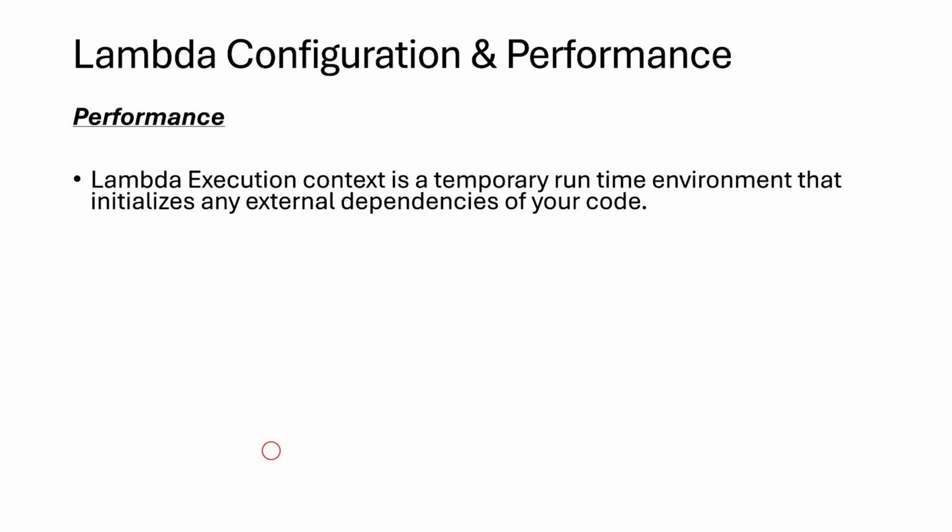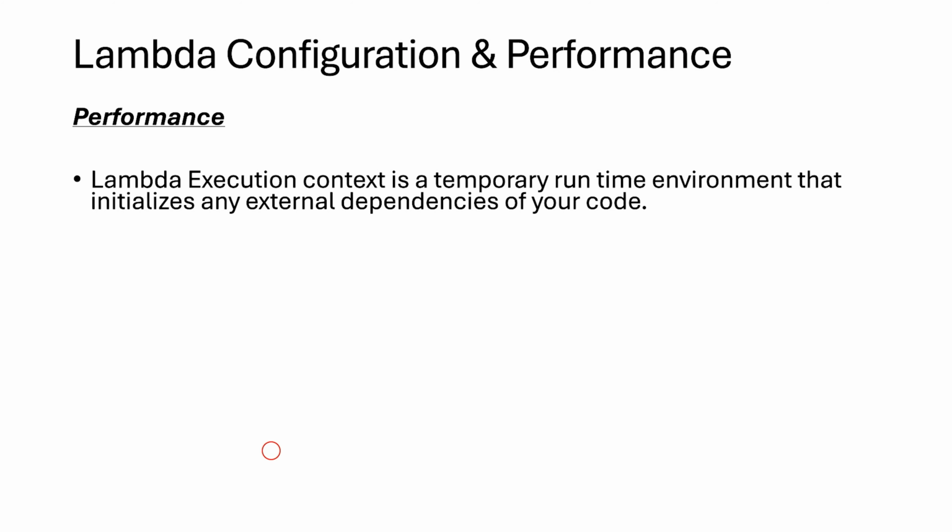The other topic is performance. With respect to performance, we need to discuss these points. The first point is the Lambda execution context, which is a very important concept. Whenever you invoke a Lambda function, a temporary runtime environment will be created for you. In that runtime environment, we can initialize any external dependencies of your code.